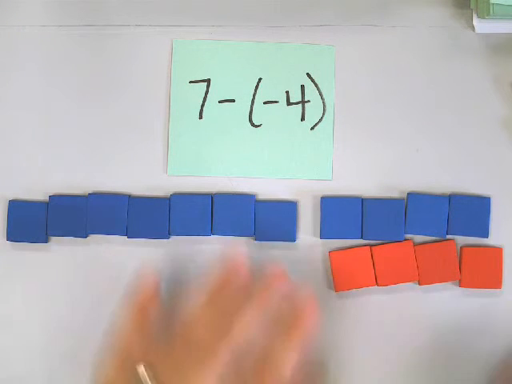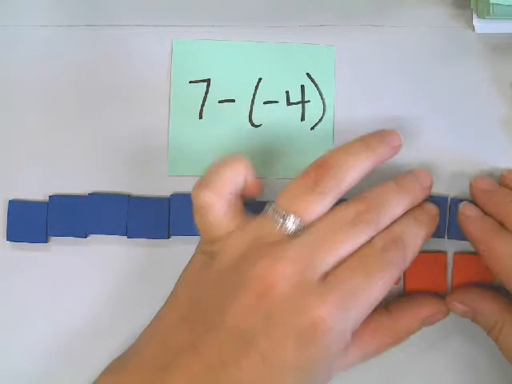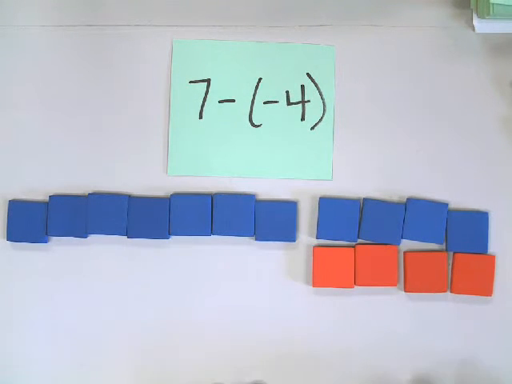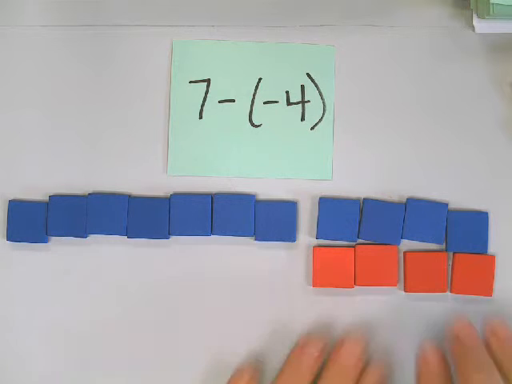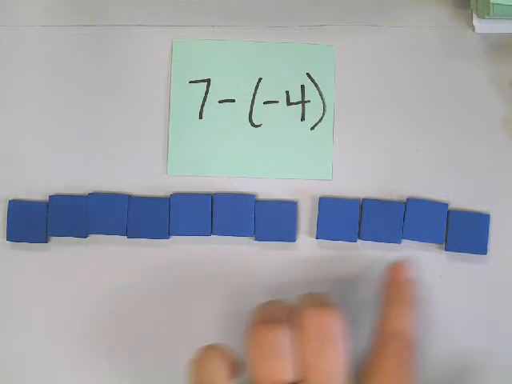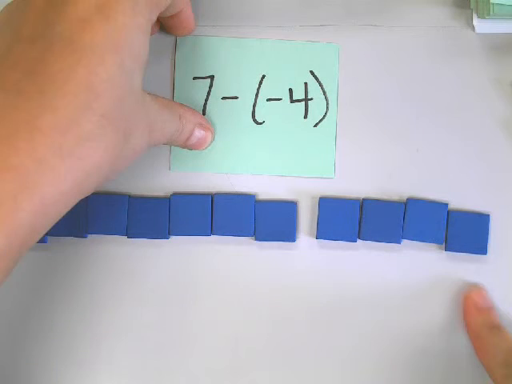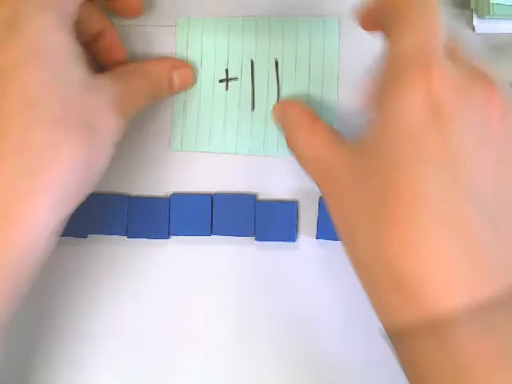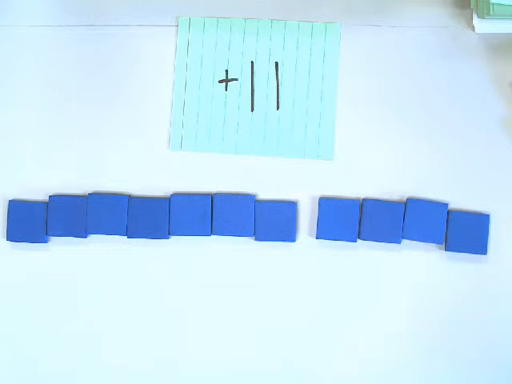Alright, so here's my 7 that I started with. And I had to add 4 0 pairs in order to get 4 negatives so that I could then take those away. When I take those 4 negatives away, what am I left with? 1, 2, 3, 4, 5, 6, 7, 8, 9, 10, 11. I have 11 and they're positive, so I have positive 11.